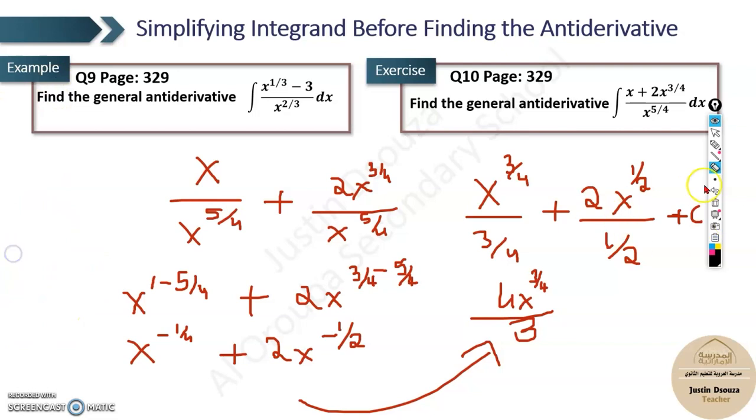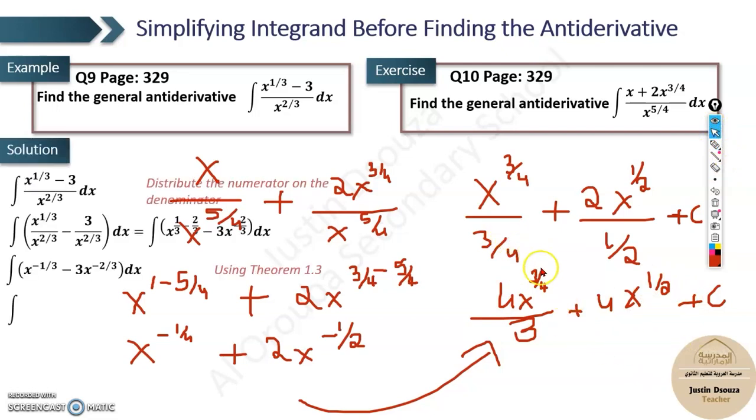Now, that's how we did the same thing over here. You can see it is 4/3. So plus, now it is 2 divided by half, it will be 4. The denominator jumps up. Over here, the numerator is just 2 divided by half. So this 2 goes up, it will be 4x^(1/2) plus c. And this is how you can solve it, and that would be the answer.